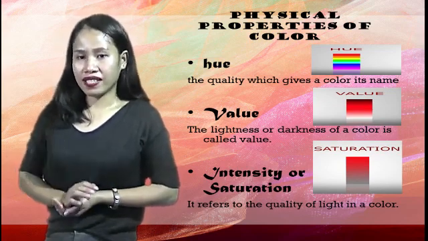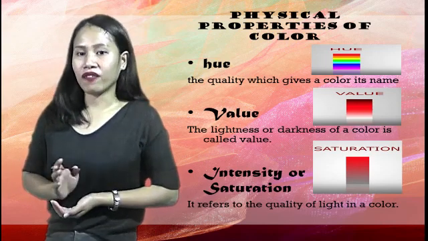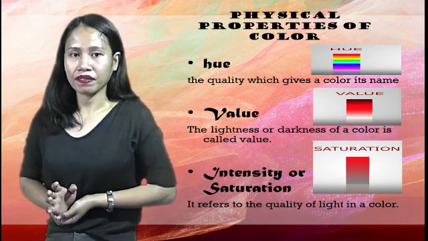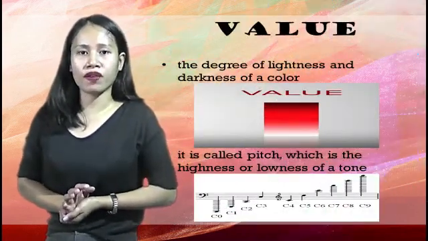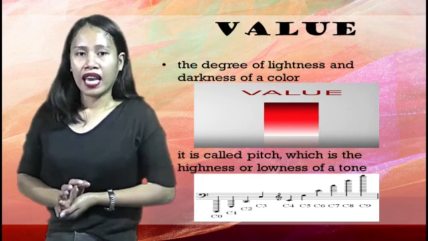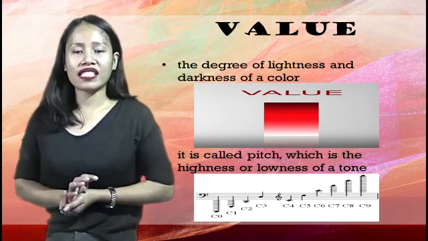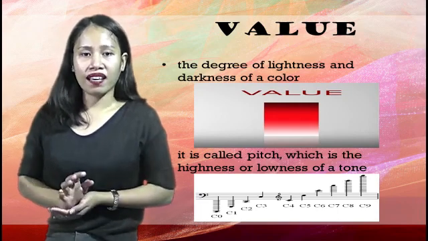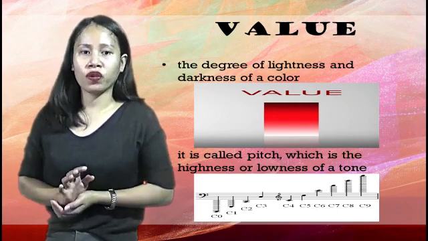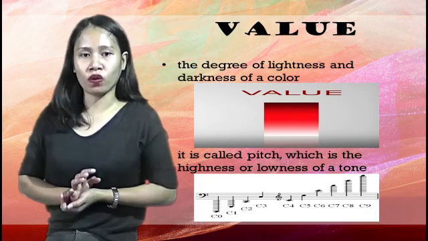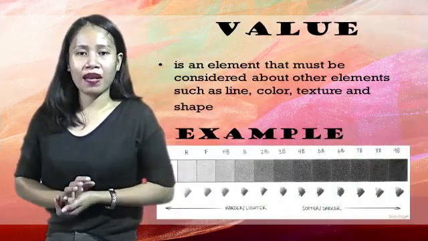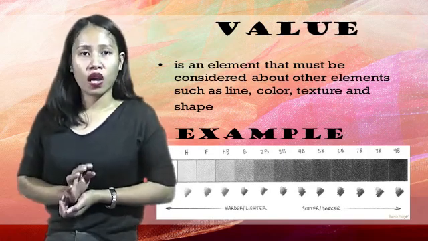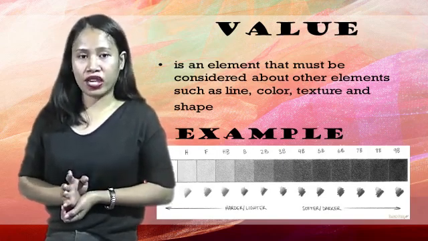For example, red may be seen as bright red if only rays of the light are reflected. So let's proceed to another element of art. We have the value. In visual arts, value is the degree of lightness and darkness of a color. In music, it is called pitch, which is the highness or lowness of a tone. Value is an element that must be considered alongside other elements such as line, color, texture, and shapes.